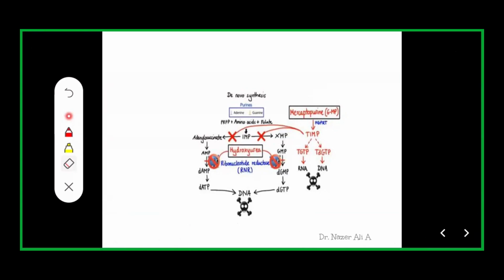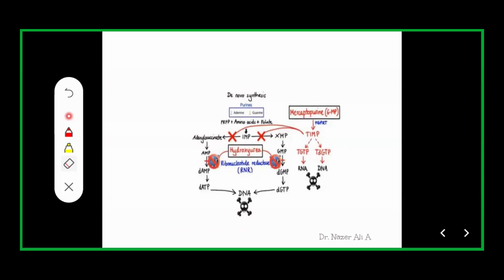So if these two reactions are inhibited, what will happen? There will be no further reactions, and the corresponding purines, like adenine and guanine, will not get incorporated into DNA. As a result, there is a cytotoxic effect. So this is how mercaptopurine exerts its effect.